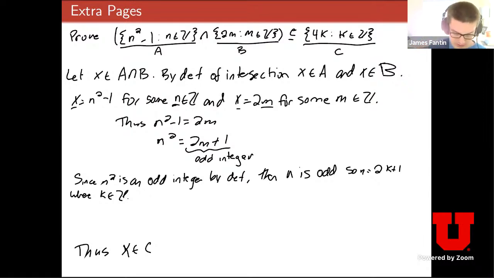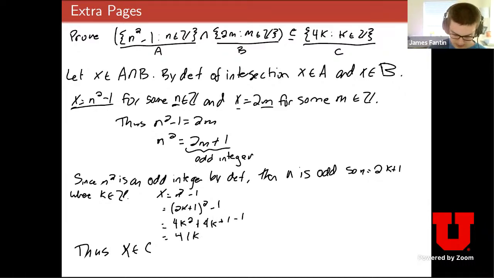Well, what we can do is go back and plug in for n in this x is equal to n squared minus 1 and see what we get. So we have x is equal to n squared minus 1, which is equal to 2k plus 1 squared minus 1. And that's 4k squared plus 4k plus 1 minus 1. This is 4 times k squared plus k. So that's equal to 4l, where l is equal to k squared plus k, and l is an integer.